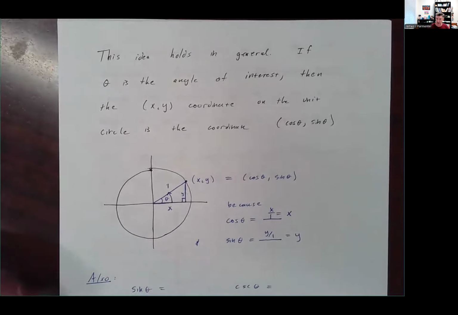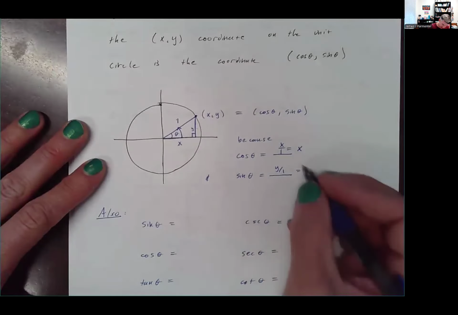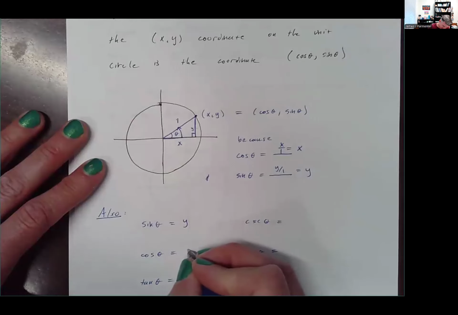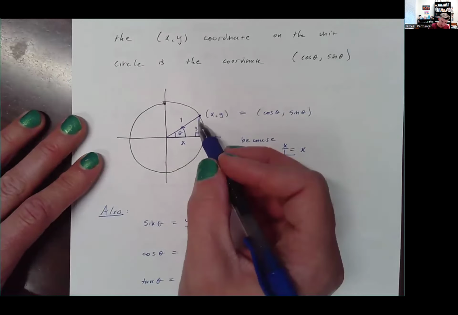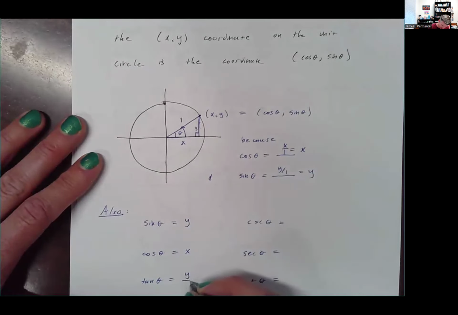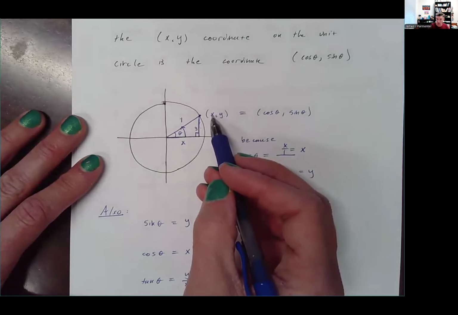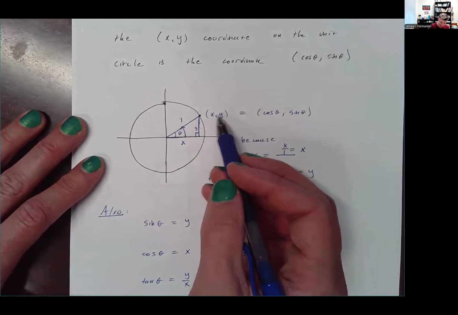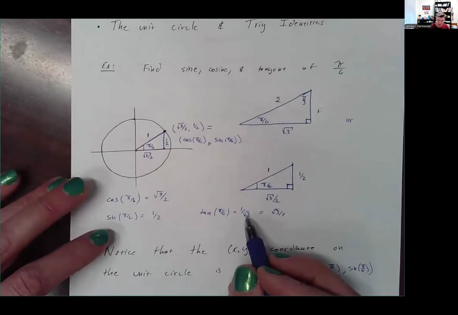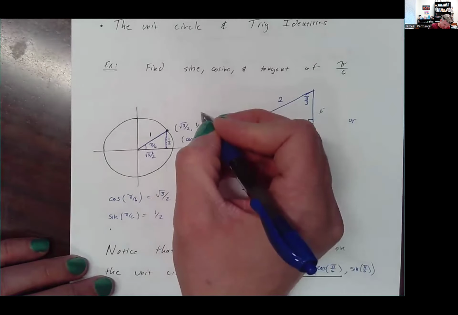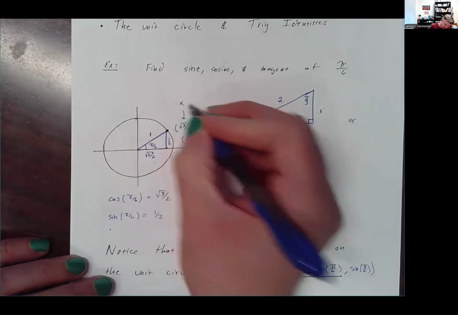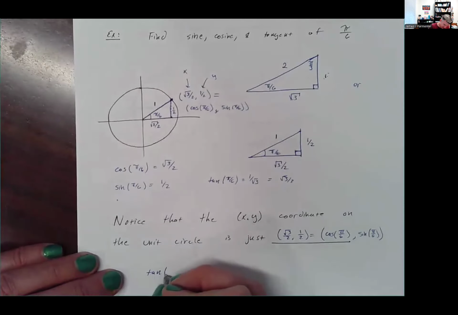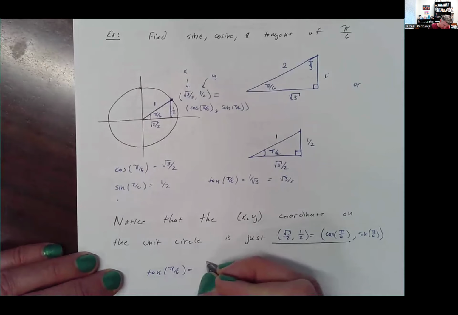I will point out that we can extend all the other trig functions using this idea as well. So we can say that sine of theta is y, cosine of theta is x, and tangent of theta is the opposite over adjacent, which is y over x. So if we knew the y and the x coordinate only, we could say that tangent of theta was just y divided by x. Like that previous problem where I said tangent of pi over 6 is 1 over root 3, I could have just looked at these coordinates. That's the y, that's the x. I could have said, tangent of pi over 6 is the y coordinate divided by the x coordinate.